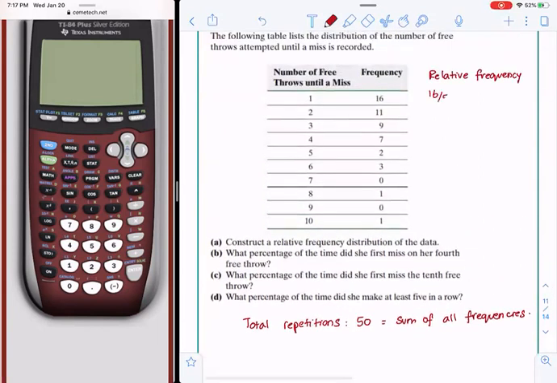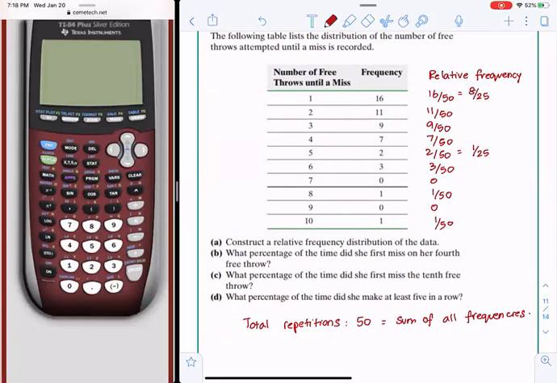16 divided by 50. You can leave it as is or simplify and write it as 8/25, 11/50, 9/50, 7/50, 2/50. You can leave it as is, or you can simplify and write it as 1/25, 3/50, 0, 1/50, 0, 1/50.